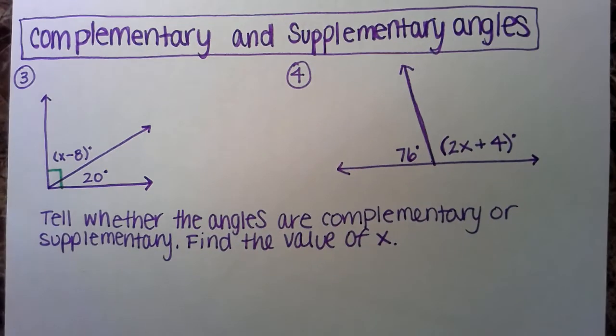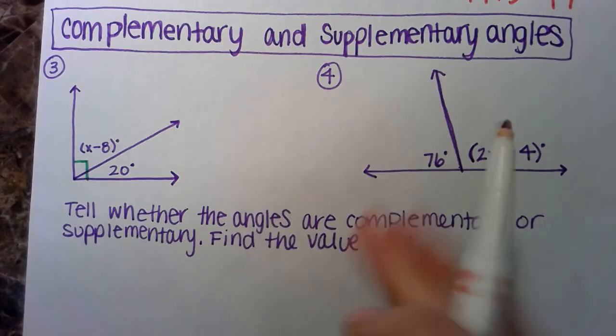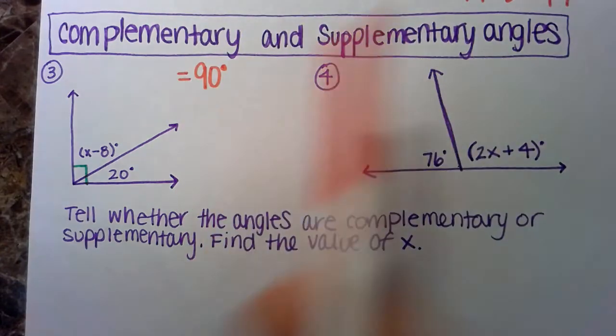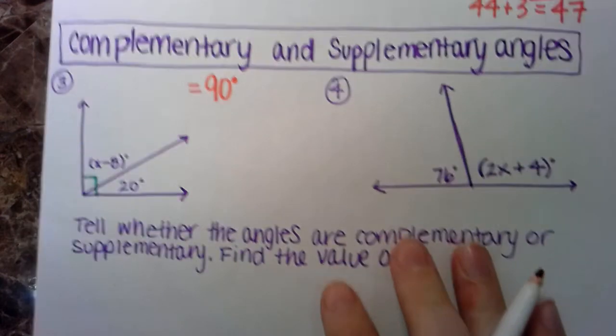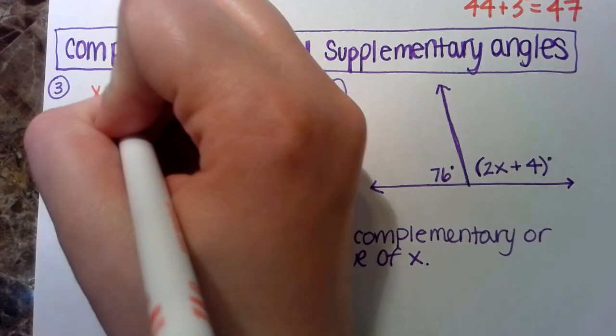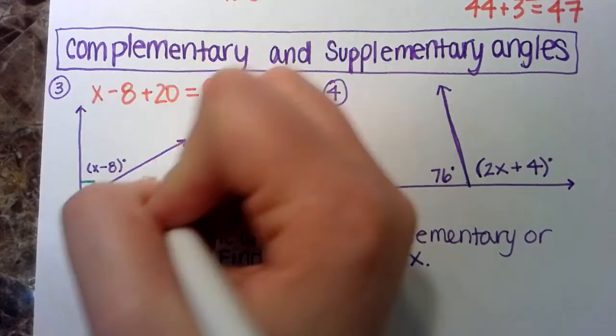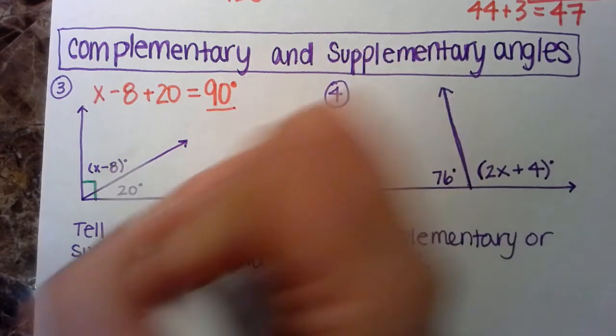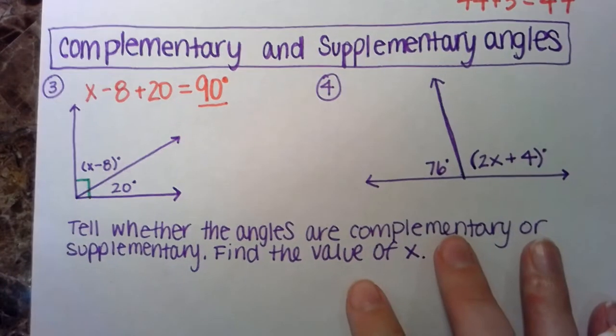Now, with this one, it's complementary and supplementary angles. So we have to tell whether the angles are complementary or supplementary and find the value of x. So these are going to be complementary because they're equal to 90. It's kind of what we just did with the adjacent angles, which are next to each other. When they're next to each other, we're going to add the two angles together. So we're going to have x minus 8 plus 20. So we're adding the two angles together and setting them equal to 90. The reason why I said equal to 90 is you have this box, which equals 90 degrees.